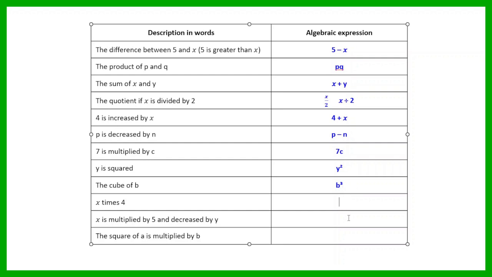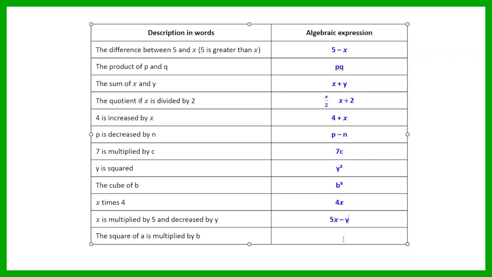Then I've got x times 4. Now I could write x times 4 in that order, but when we are writing in algebra, we write the number first and then variables. So it's going to be 4 times x like that. So 4x. And then I've got x is multiplied by 5 and decreased by y. So first we'll do this over here, x is multiplied by 5, so that's going to be 5x. And then decreased by y, we're going to subtract y.